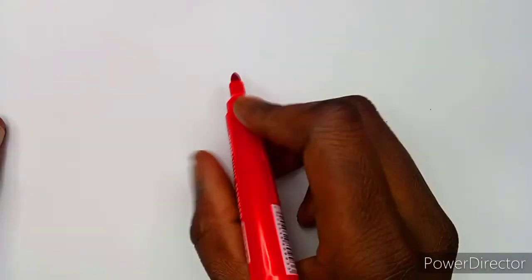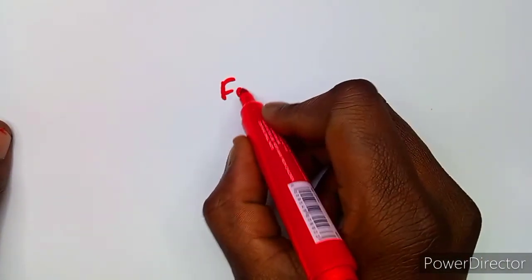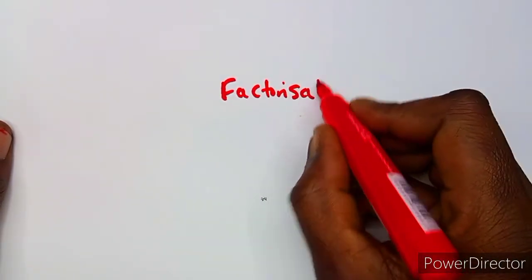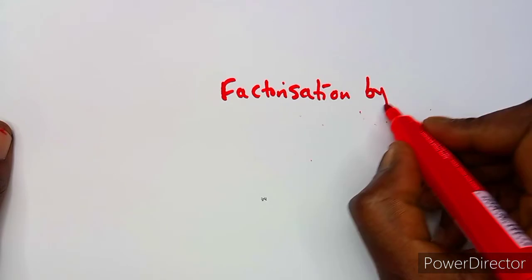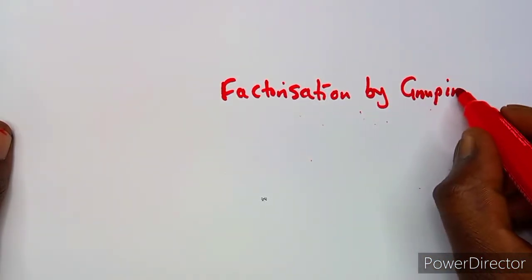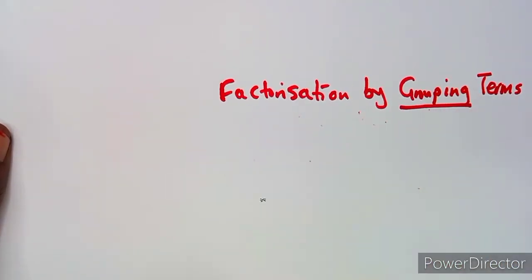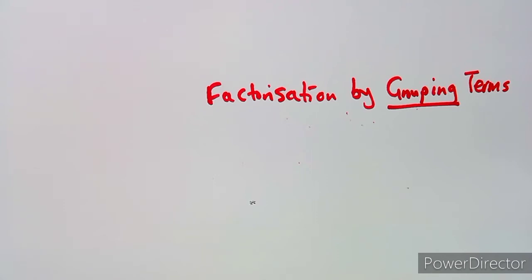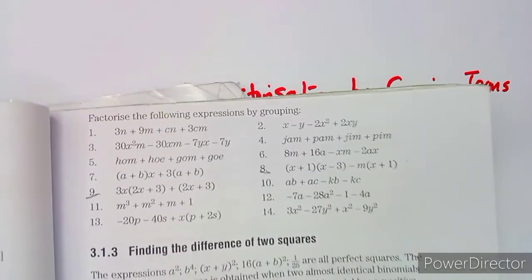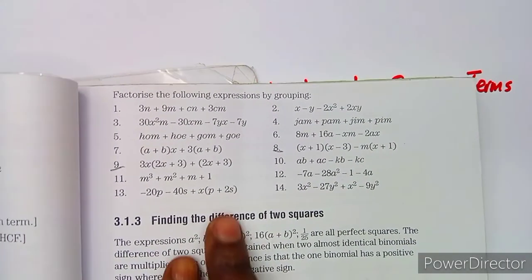Now there is this type of factorization which is important, very, very important, which is factorization by grouping terms. Where do I apply this type of factorization? Where I have to group terms. This is the type of factorization which you apply whenever you are given 4 terms, like this part here where we have got 4 terms.